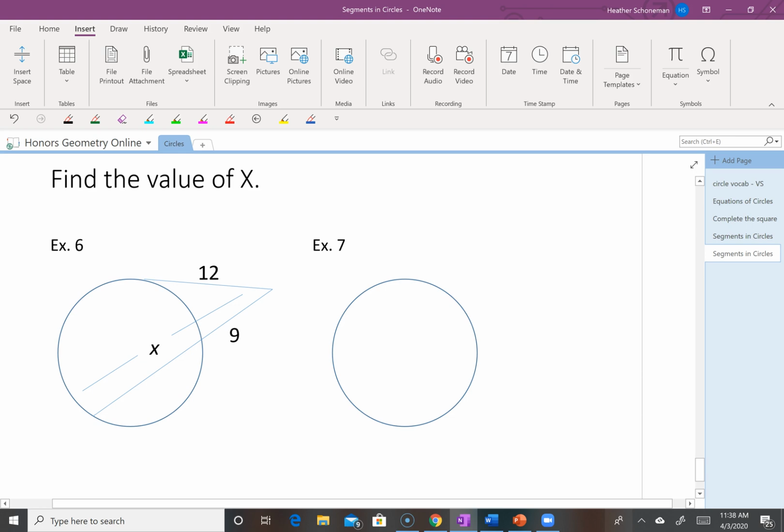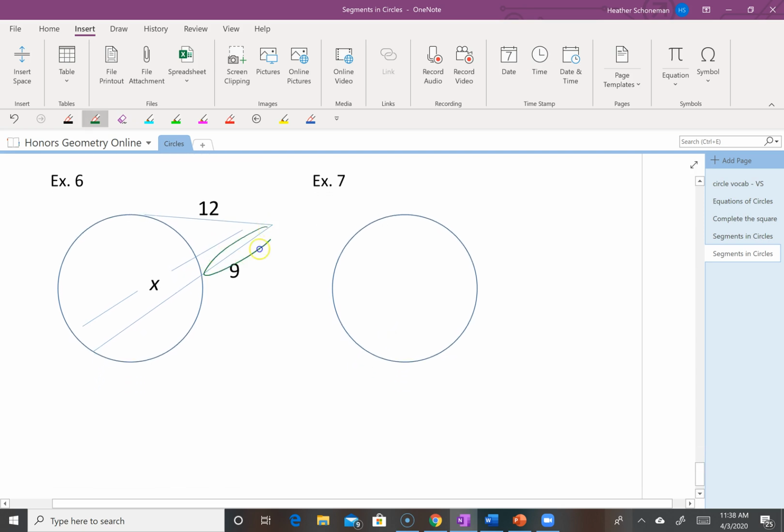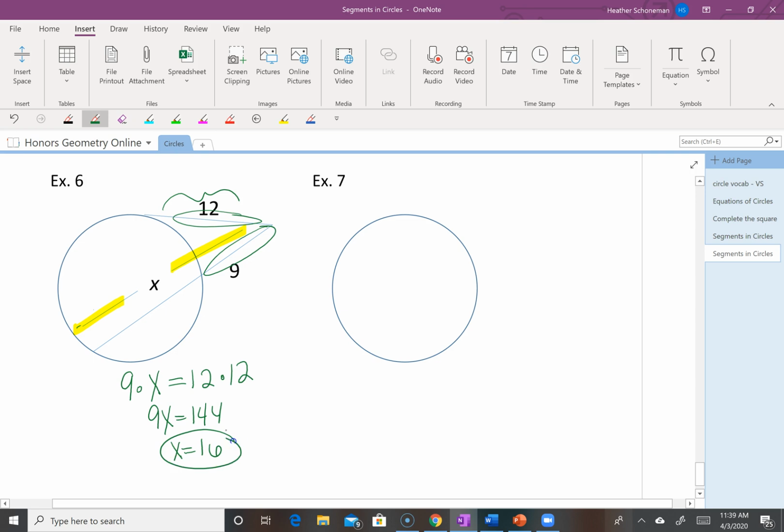Number 6. Oh, look, number 7 doesn't have anything on it. That's awesome. Okay, number 6, it's a tangent, the 12, and a secant, the 9 and the x. So it's going to be part times whole. So the part that's outside is 9 times the whole length. Well, it's not 9 plus x, because do you see how I put these lines right here? Those lines say that x is the whole segment, so I don't have to add it together because x is the whole. Over here, the part outside is 12, and the whole thing is 12. So I get 9x equals 144. Divide by 9, and x is going to be 16.